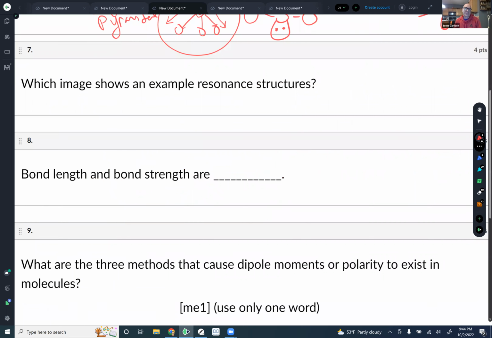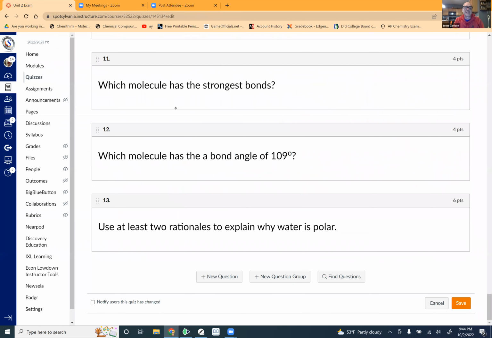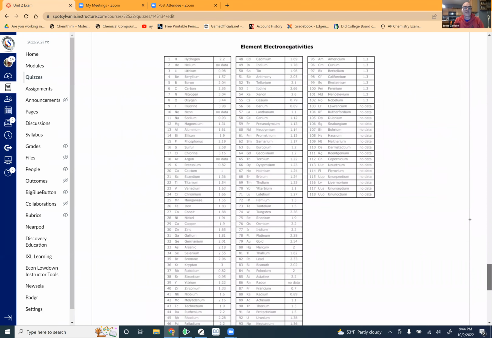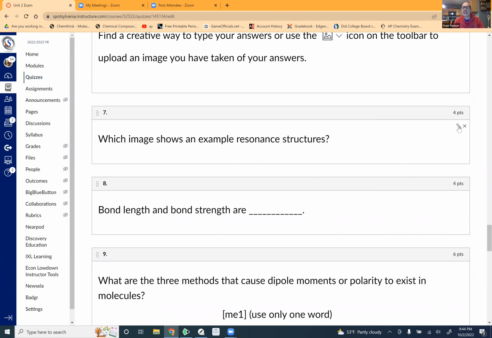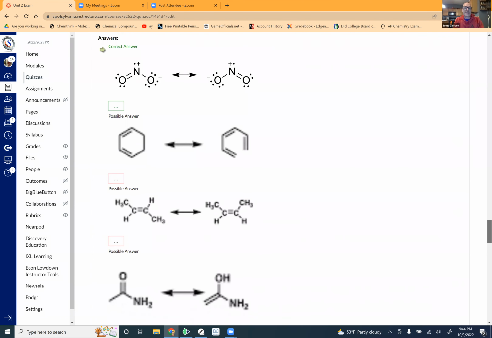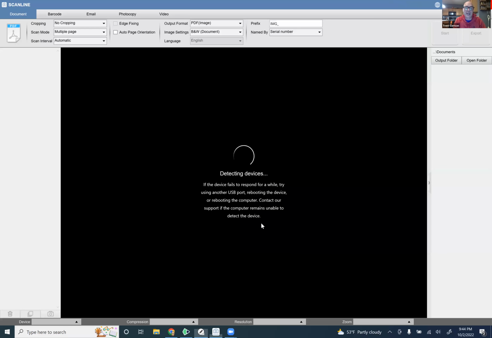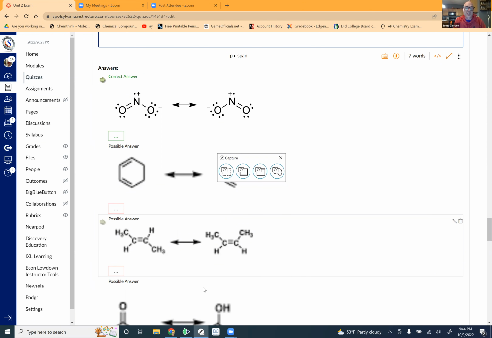Which image showed the resonant structure? Well, I should have actually gotten into the test itself. So hold on, let me go back here because some of these are multiple choice. So let me find out what's going on here. The images: resonance needs to have the bond moving from one side to the other. And all of the other images are completely different structures, or they haven't moved at all.